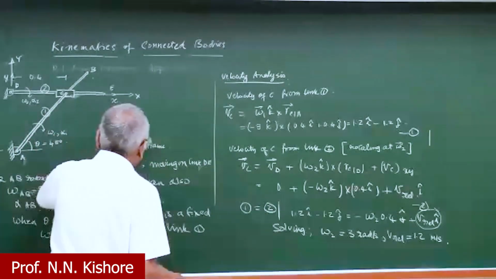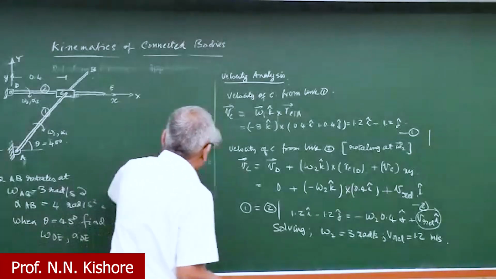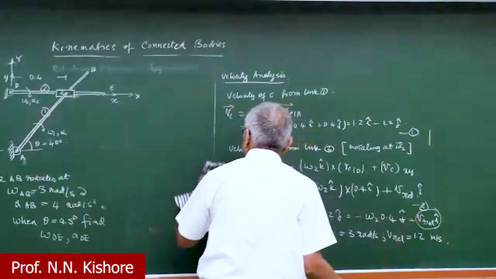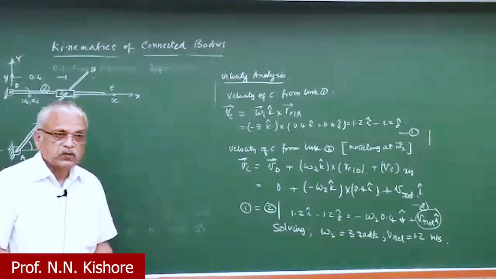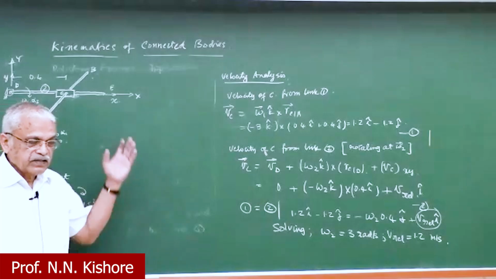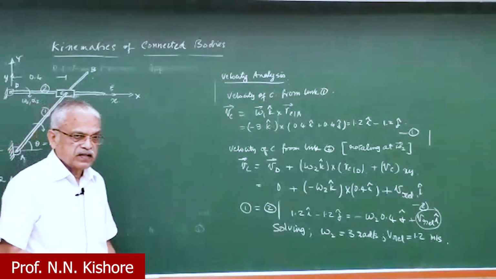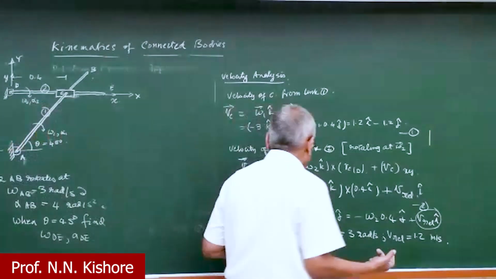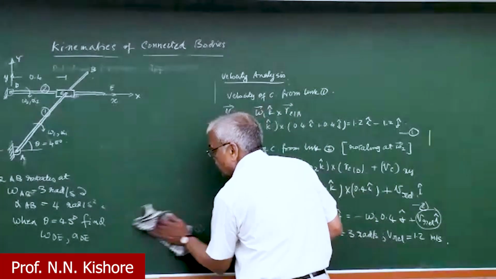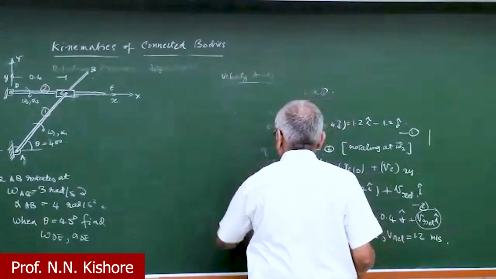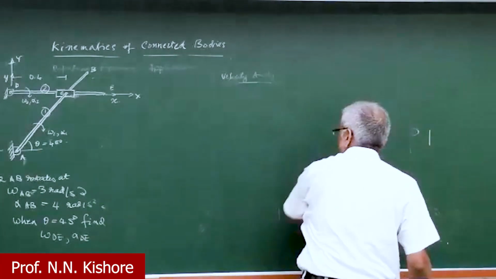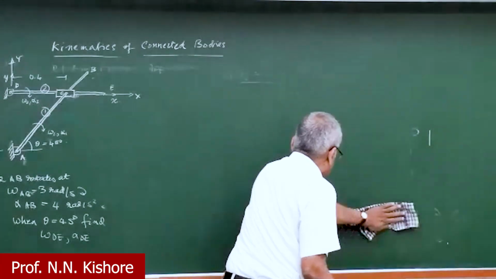Yeah. So having done that, this is an assumption. I hope you got it. All these unknown things, we assume something. We assume some certain direction. Okay. So after solving it, we may get a positive value, which means it's as per assumption. If you get a negative value, it is opposite to our assumption. And now let's do the acceleration analysis.